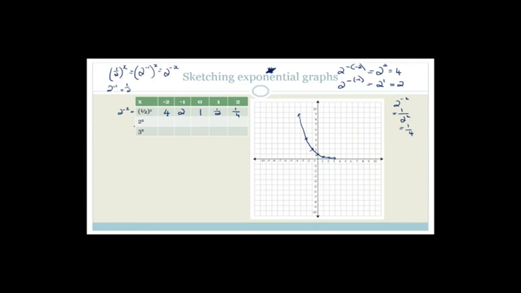Let's see what happens with 2 to the x. Okay, so I'm going to change colors. So 2 to the x becomes 2 to the minus 2. And do you agree that 2 to the minus 2, what did we say it was? We said it was a quarter.